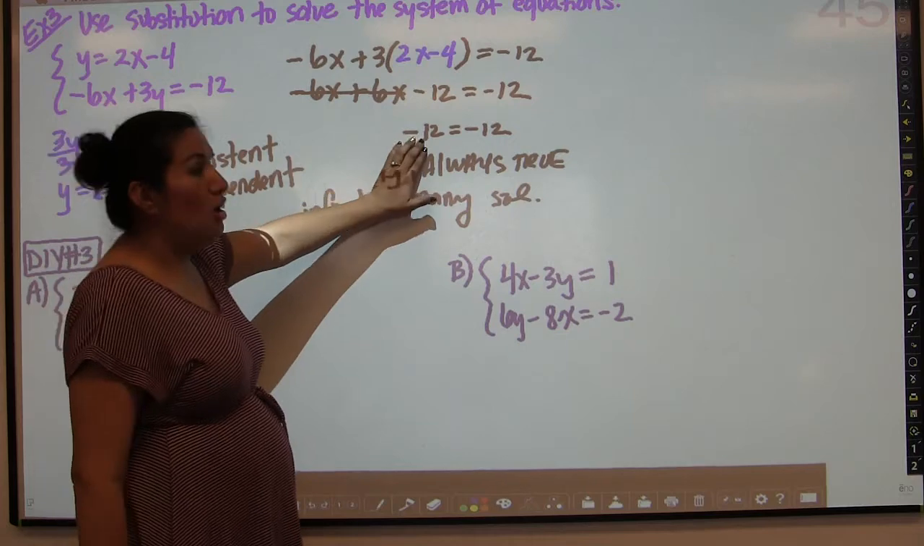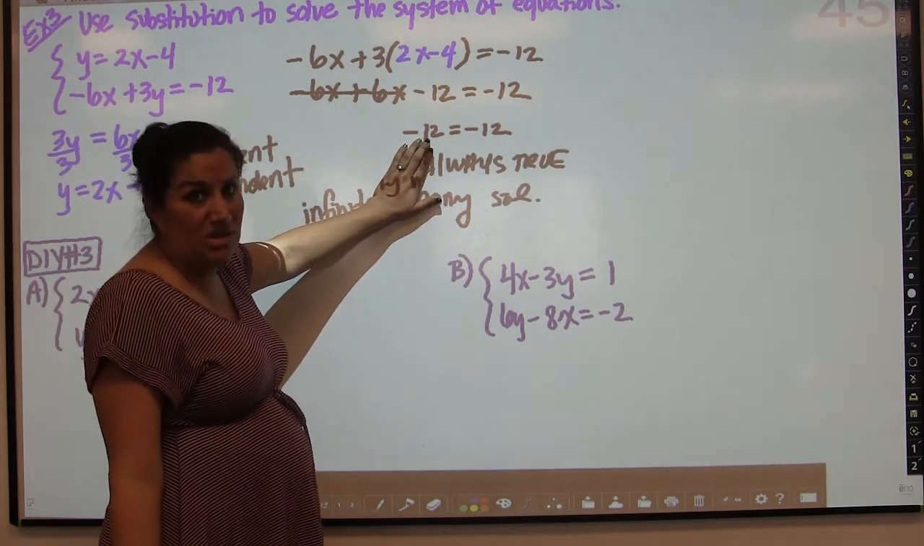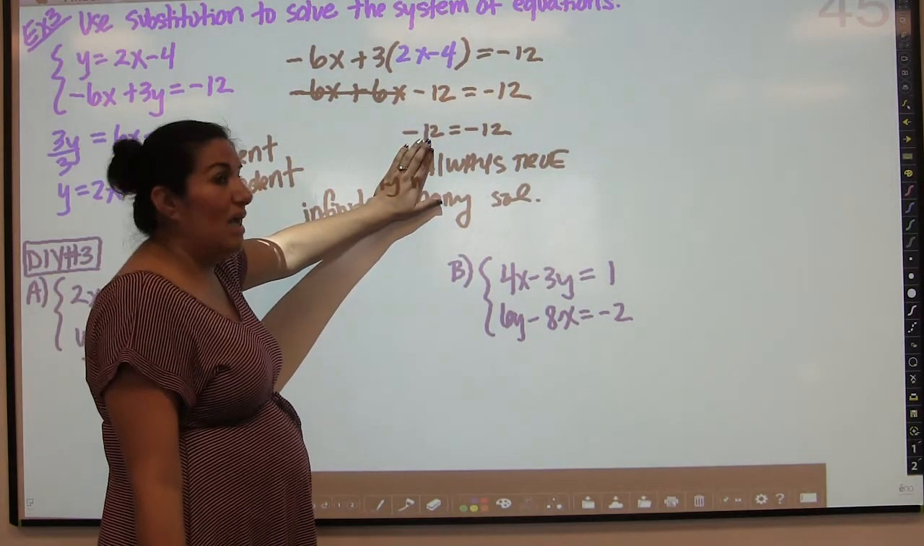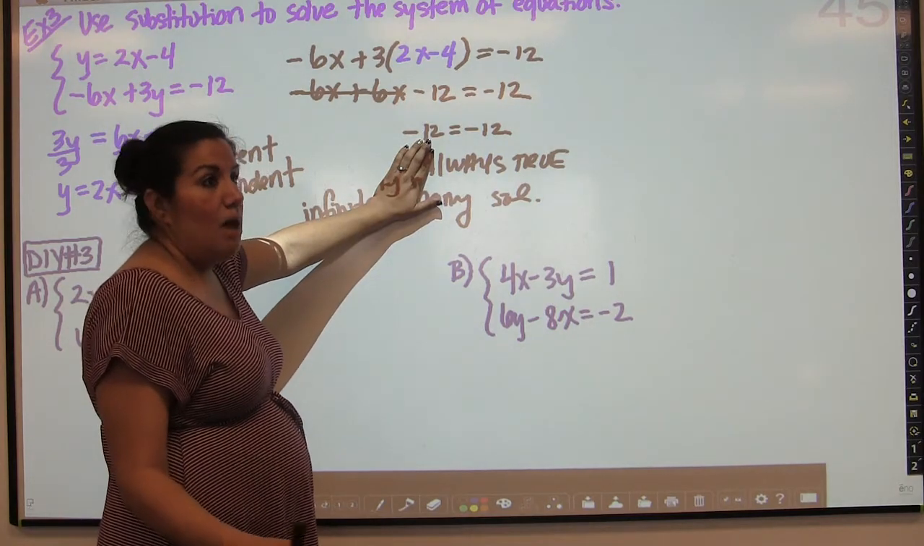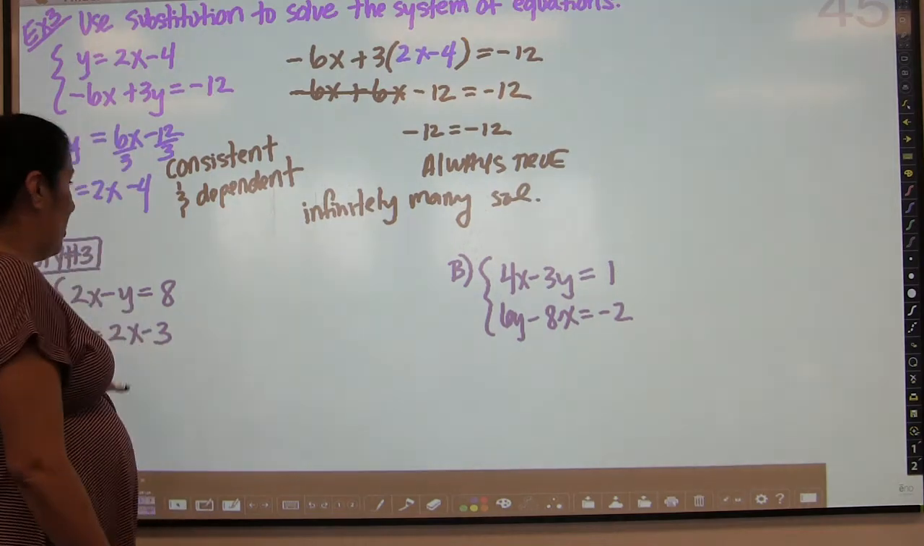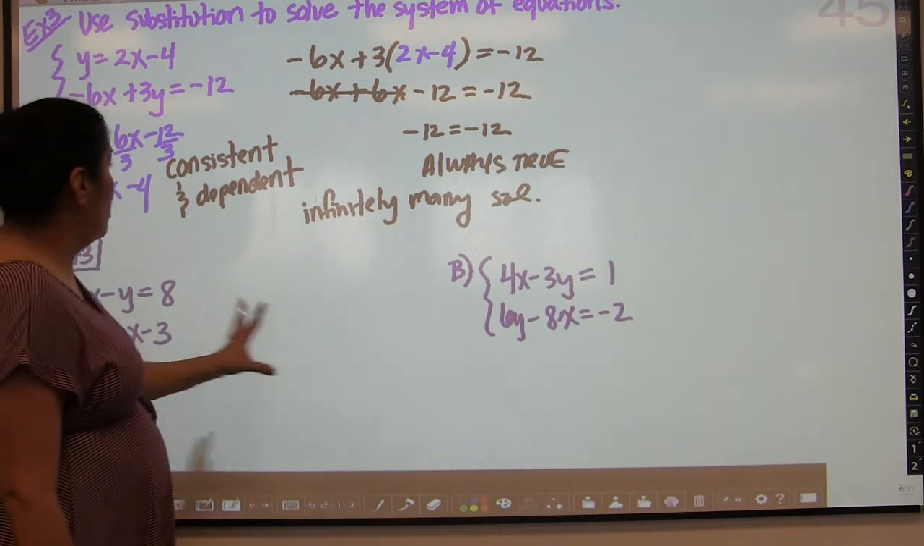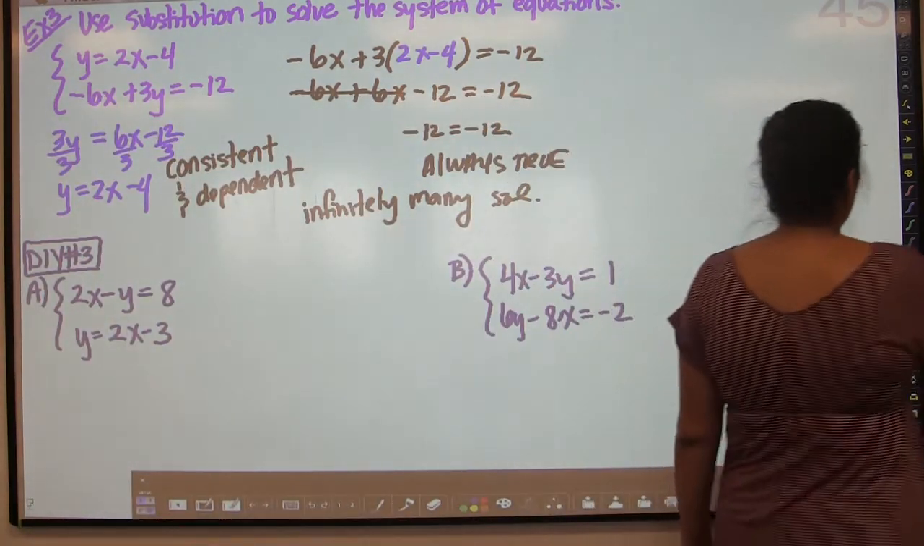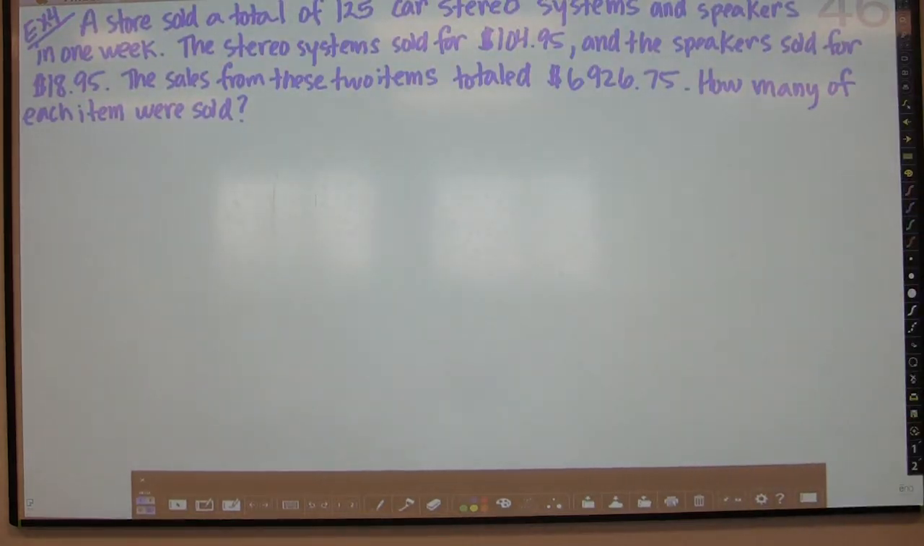If you get a statement that's always false, like 0 equals negative 12, then that would be a case of the parallel lines, and that would be an inconsistent system with no solution. So my guess is that for A and B, you're going to get one of each. So good luck with that example, and then we will go to our last example for this lesson. It's a very short lesson today.